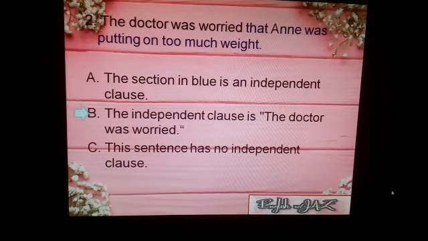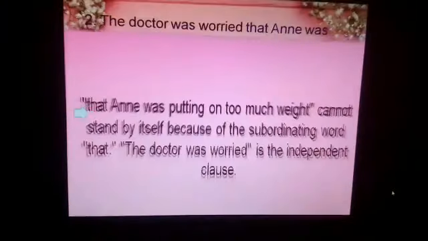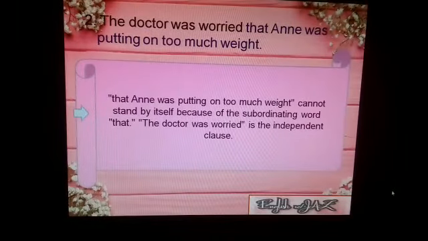The independent clause is the doctor was worried. That Anne was putting on too much weight cannot stand by itself because of the subordinating word or dependent marker that. The doctor was worried, however, is the independent clause because it expresses a complete idea and it has both the subject, which is the doctor, and our verb, was, in this sentence.